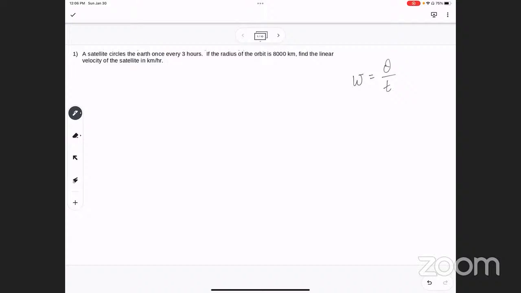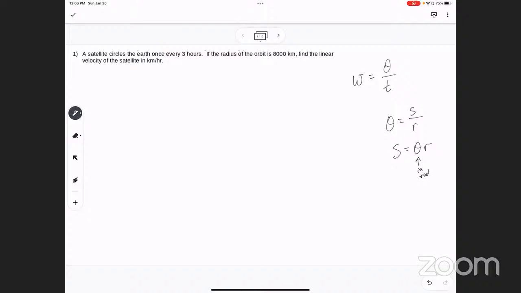I'm trying to look it up for myself. Do you not use theta equals s over r? Oh, because s equals theta times r. You remember that if theta is in radians?